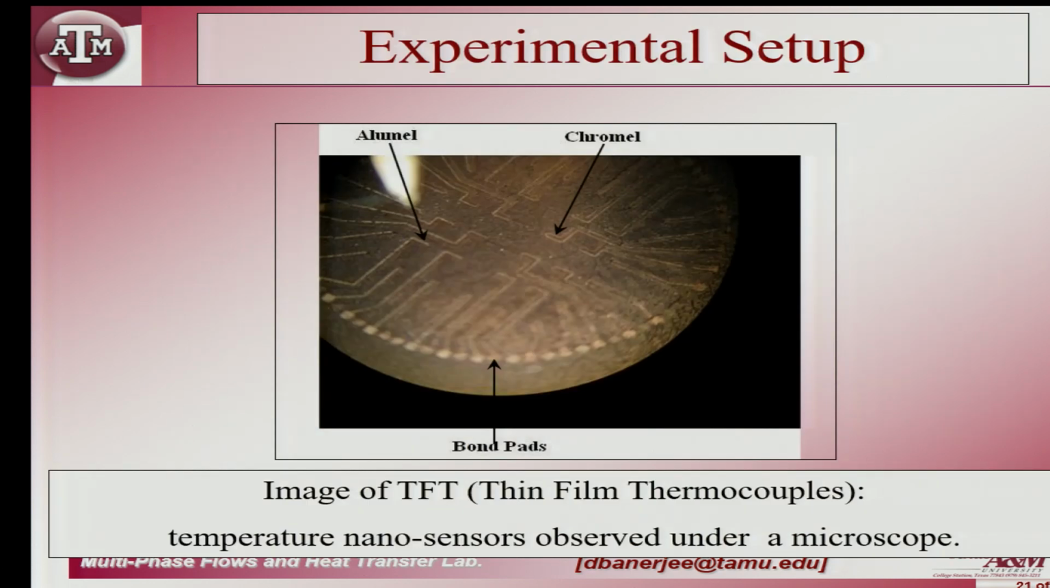So, we made the nano thermocouples and bond the wire, and this is how it looks under the microscope. This is actually a 5 by 5 array. We are measuring 25 temperatures. You can see there are so many bond pads, right. So, we can measure 25 temperatures within like a 1 millimeter or 2 millimeter square area using this technique.